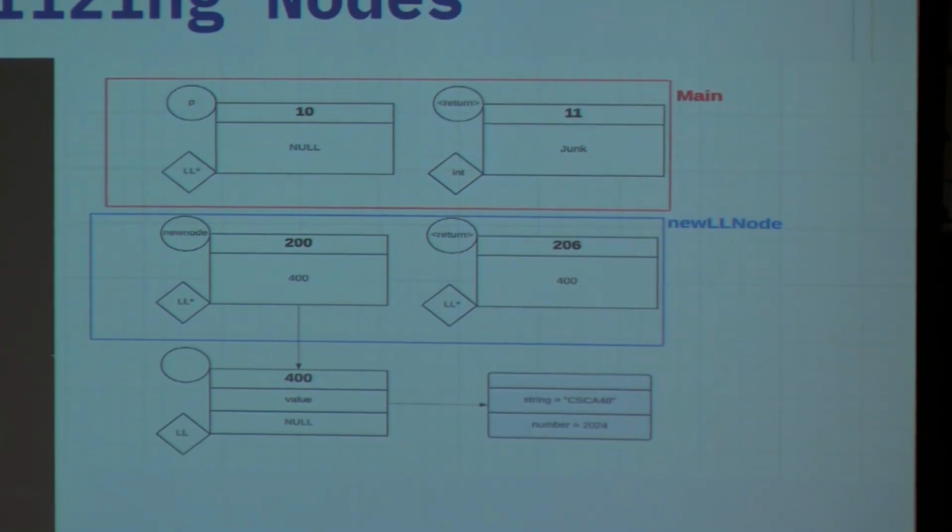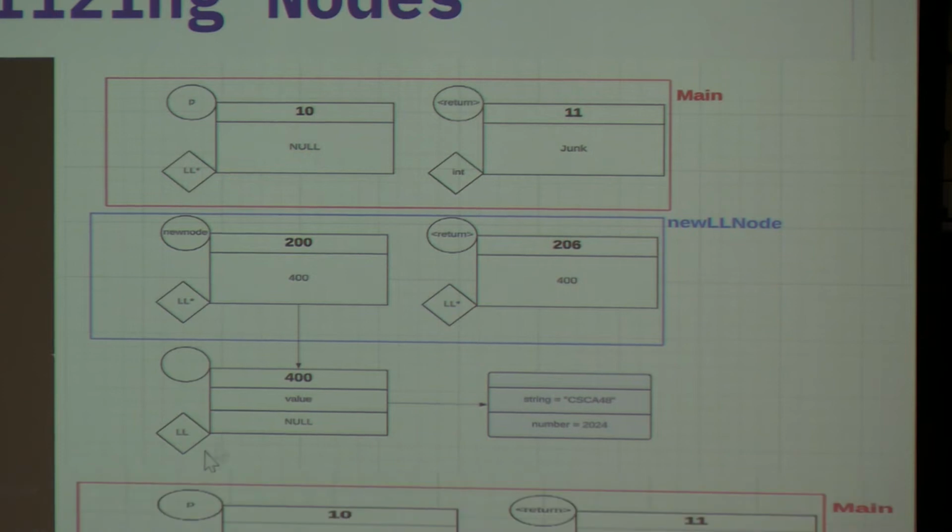This contains local variables in this function, which include new node and our return value for this function. So what happens here is that in this line, when we calloc, we set a box outside of this memory, which is called the heap, and we dynamically allocate this box here.